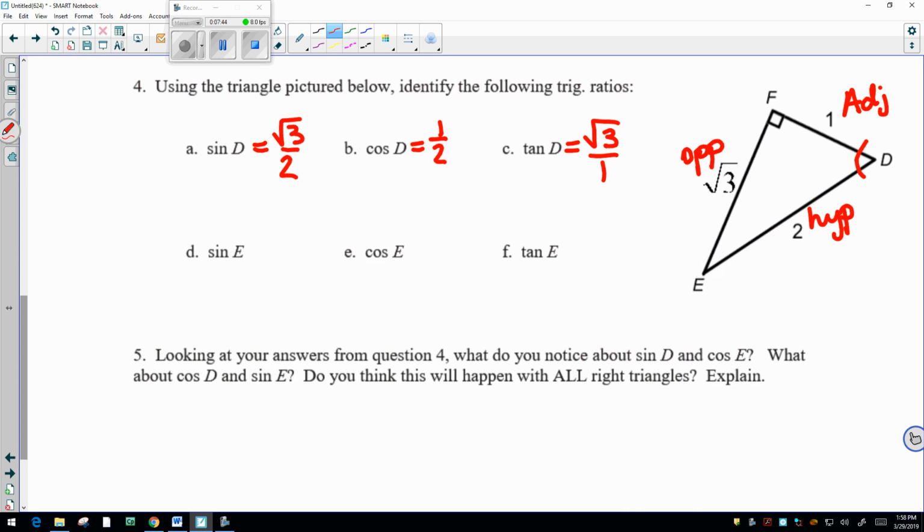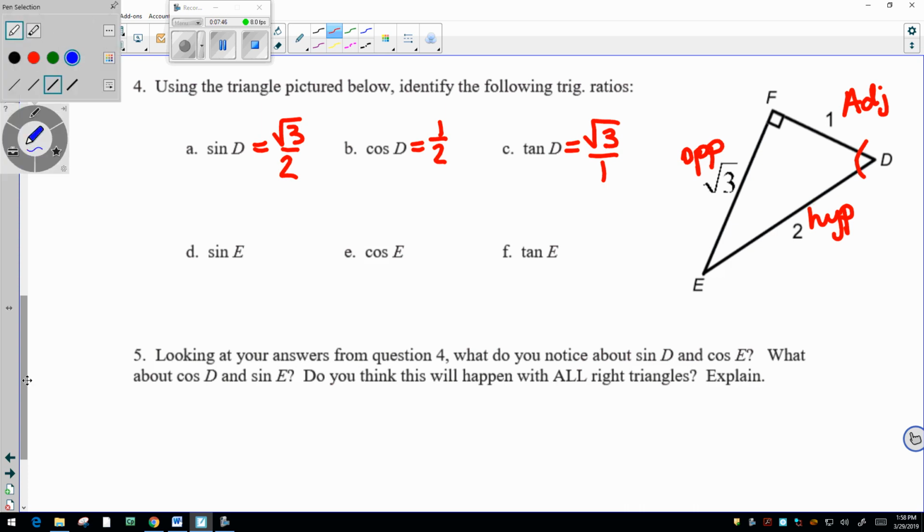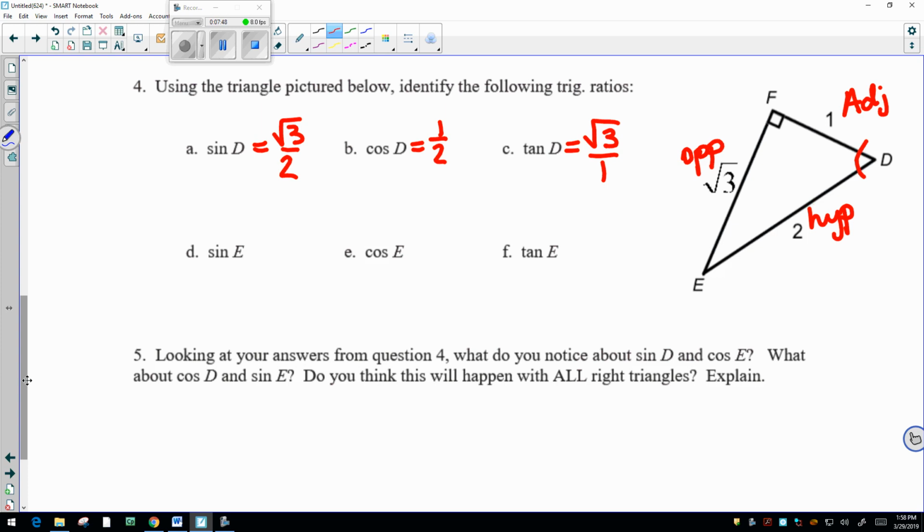Now, notice this is going to change as soon as we get a different angle. Again, everything's going to change. The only thing that remains the same is the hypotenuse. Hypotenuse still stays hypotenuse. But this time if I'm using angle E, square root of 3 becomes the adjacent, and 1 becomes the opposite. So notice that they flip-flop. Okay, so starting at E this time.